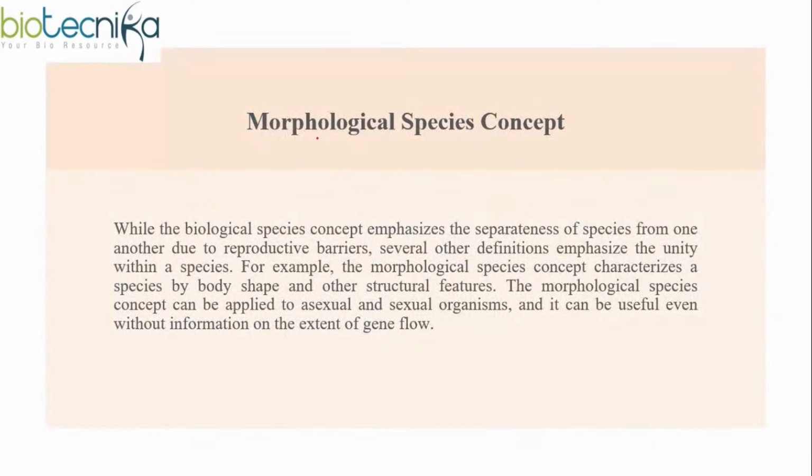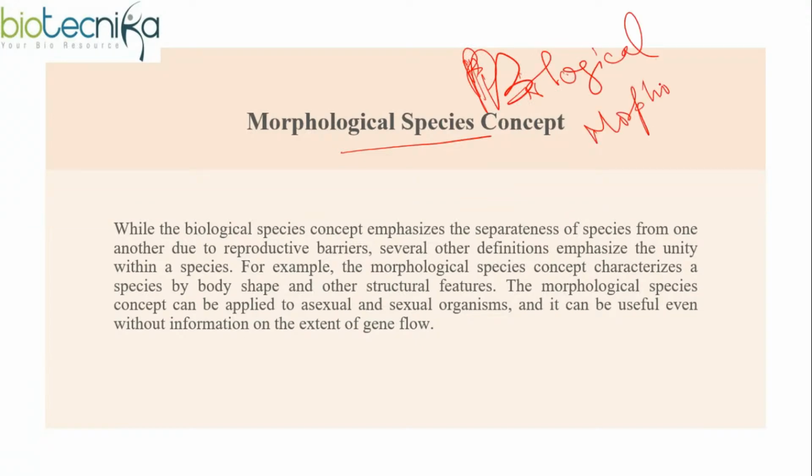Next, we have the morphological species concept. So we have to focus on two things: one is the biological species concept, and another is the morphological species concept. The biological species concept is what some of you already told, reproductive isolation. The morphological species concept is definitely something related to morphological characteristics. It characterizes species by body shape and other structural features.